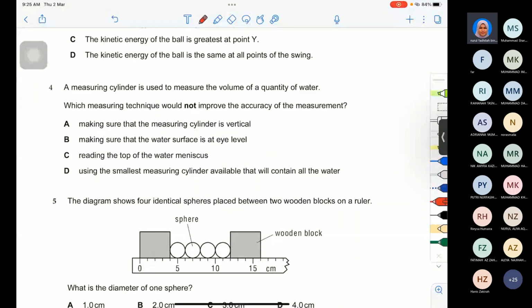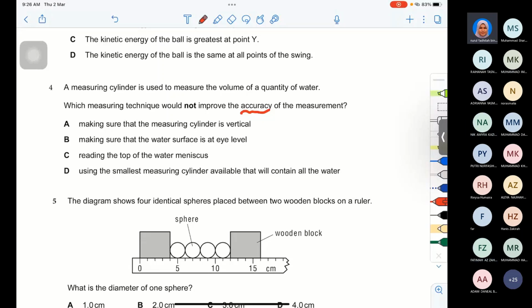Now number 4, a measuring cylinder is used to measure the volume of a quantity of water. Which measuring technique would not improve the accuracy of the measurement? When you do measurement, you should pay attention to accuracy, and we want the answer to be as accurate as possible. So what do you think the answer for number 4? Which measuring technique will not improve? Making sure the measuring cylinder is vertical.